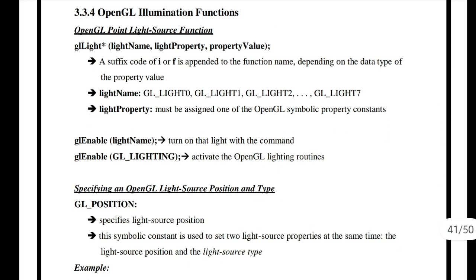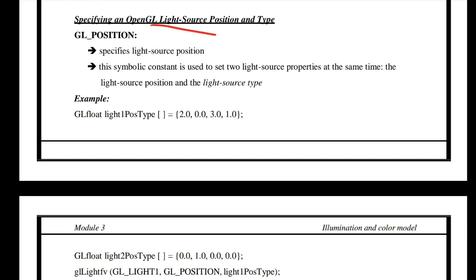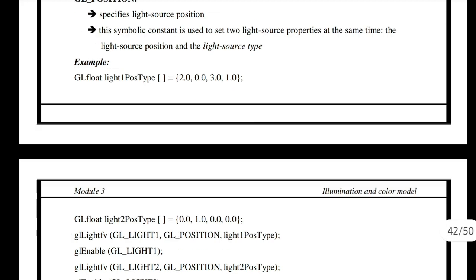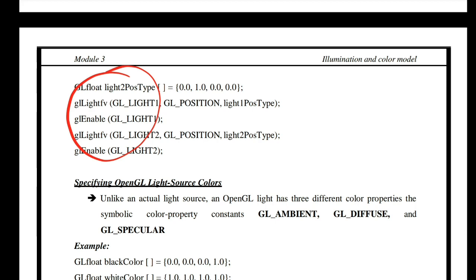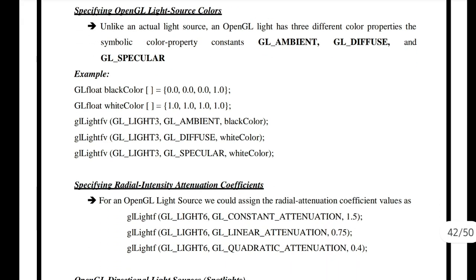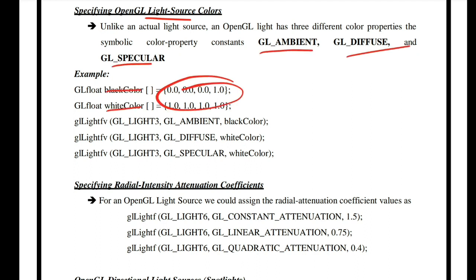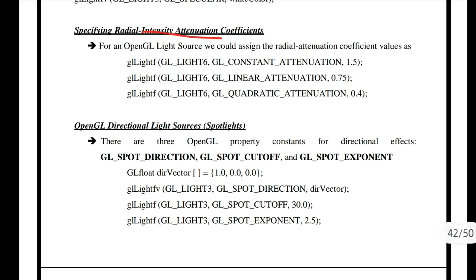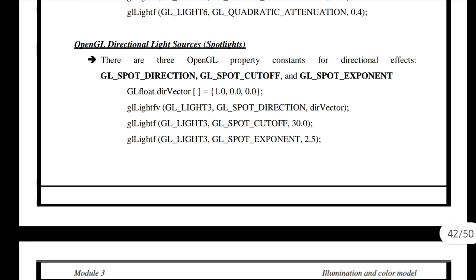Let's move to the next topic, which is the OpenGL illumination functions. For the point light source function, we will be using glLight, and you can enable or disable the light. For specifying an OpenGL light position and type, you will be using GL_POSITION and supplying the values here, and we will be using enable and disable to choose which light is enabled and which is disabled. For specifying OpenGL light source colors, you can have ambient, diffuse or specular, and the color you want, such as black or white, is passed along with these values. The radial intensity attenuation, how much attenuation should happen, is specified here.